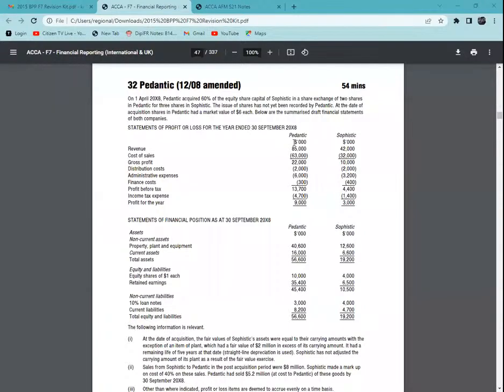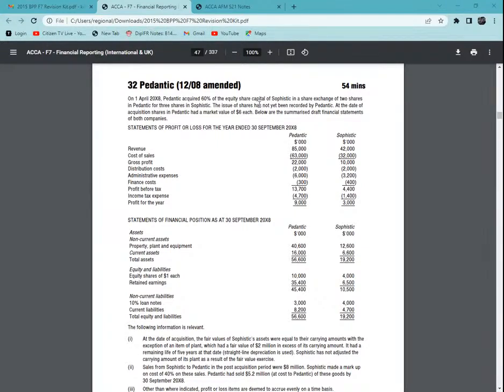Ladies and gentlemen, we are told that on 1st April 2018, Pedantic acquired 60% of the equity share capital of Sophistic in a share exchange of 2 shares in Pedantic for 3 shares in Sophistic. The issue of shares has not yet been recorded by Pedantic. At the date of acquisition, shares in Pedantic had a market value of 6 each. Below are the summarized draft financial statements of both companies.